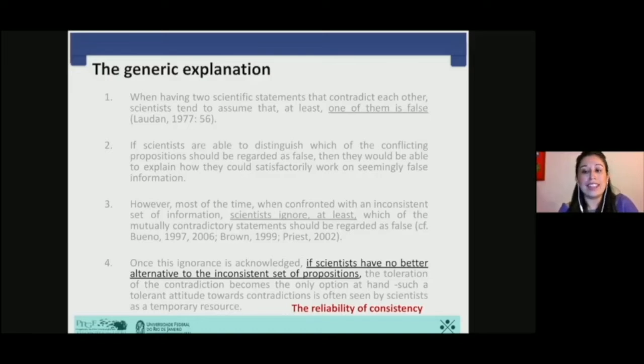And the fact that they are looking for a better, especially a consistent alternative, but they don't have it at hand at the moment, suggests that there is a type of reliability about consistency, and that scientists are aiming at consistency in the long run. They are wanting to have a consistent version of the theory, or a consistent description of the phenomenon, or they want to get rid of the theory and get a consistent alternative to it.